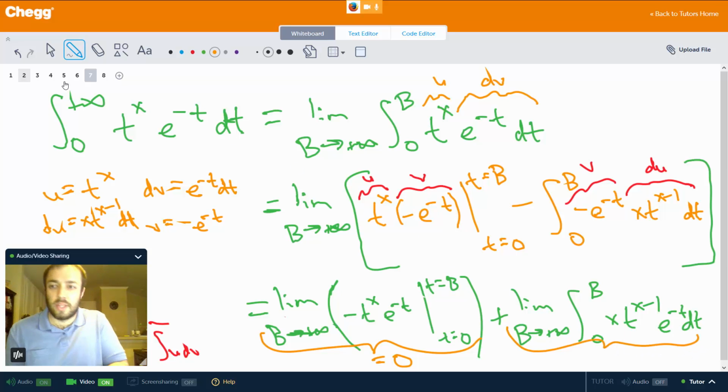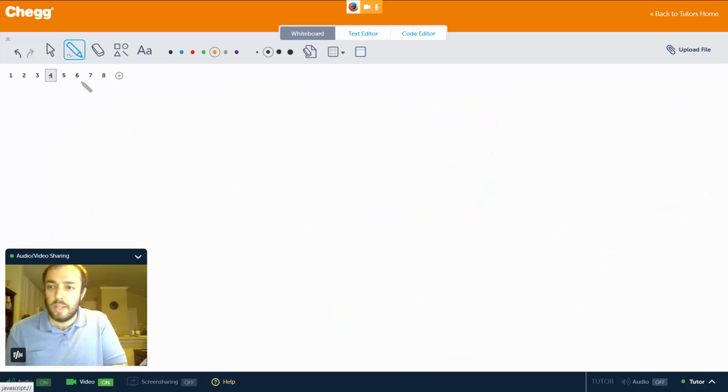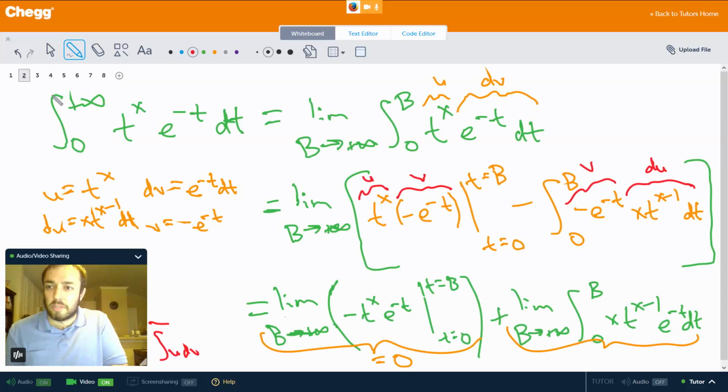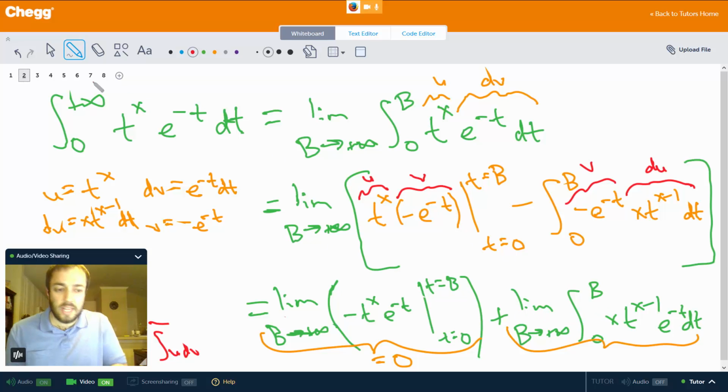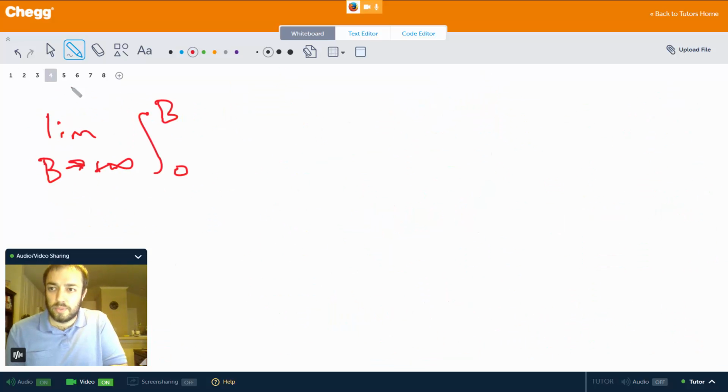Let's go ahead and focus on that. And there's really not a whole lot to do with that. So we'll come over here, and we're going to focus on that second term. So that's the limit as big B goes to positive infinity of the integral from 0 to b of x times t to the x minus 1 e to the minus t dt.